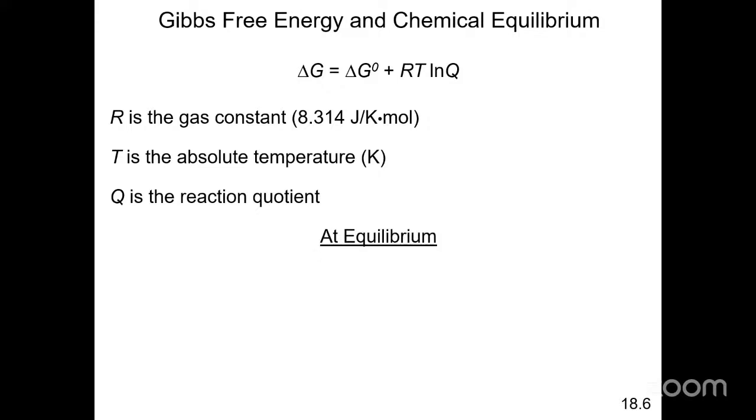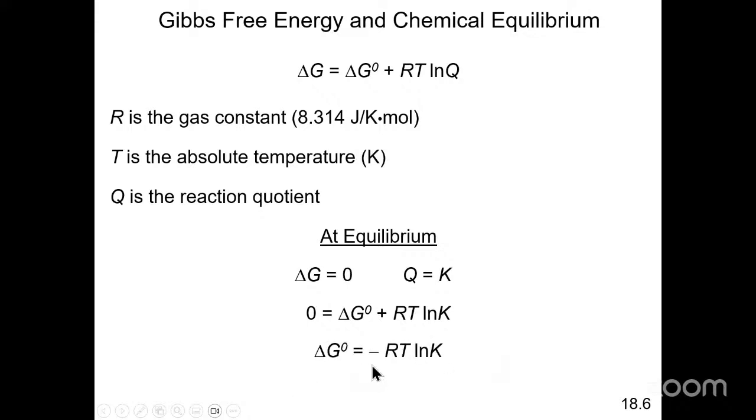And now, let's talk about what happens at equilibrium. If we're at equilibrium, there are two things that will be happening. One would be that delta G would be equal to 0, all right? And the reaction quotient would be equal to the equilibrium constant K, right? So if we put 0 where delta G is, and K where Q is, you're going to end up with this equation right here. 0 is equal to delta G standard plus RT ln K, and we can rewrite this as delta G standard is equal to minus RT ln K, right? So that's the relationship between the standard free energy and the equilibrium constant, all right?